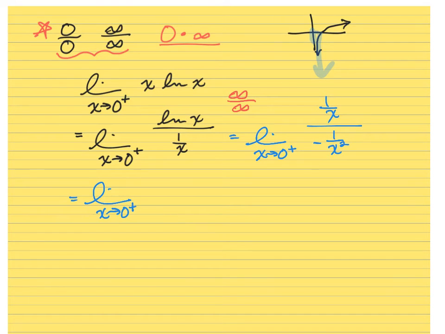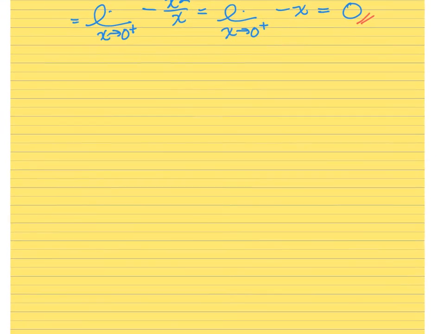So all of this becomes negative x squared over x, or negative x, right? When you simplify. So as x goes to 0, negative x goes to 0, and there's our answer. So if you end up with a 0 times infinity indeterminate form, or any of these forms we're going to talk about, you need to change it to either 0 over 0 or infinity over infinity, and then apply L'Hopital's rule.